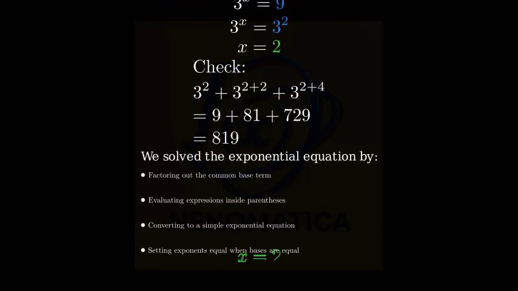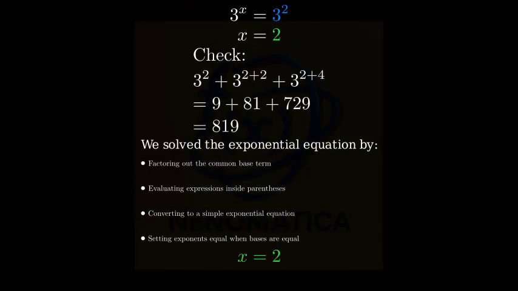Let's verify this answer by substituting x equals 2 back into the original equation. When x equals 2, 3 to the power of x equals 9, 3 to the power of x plus 2 equals 81, and 3 to the power of x plus 4 equals 729. 9 plus 81 plus 729 equals 819, which matches our right side. So our answer is correct.